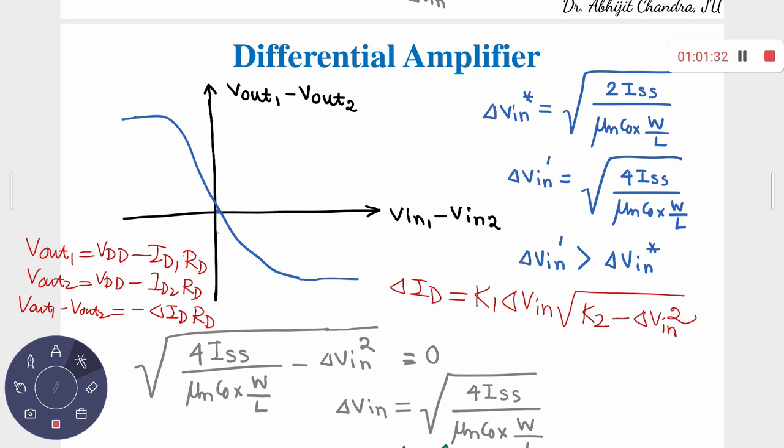Okay. So this ends our discussion on large signal characteristics, large signal behavior of the differential pair, and next day we will move into the small signal characteristics of the differential pair.